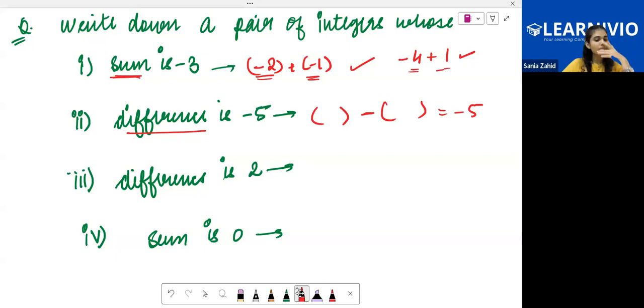Ma'am, but negative plus negative is also we have to add, right? I know, but look here. First, listen. You have to find the difference, right? So you will write two numbers and put a negative sign between them. What is your answer? Your answer is 5. Don't look at the sign for now. So what numbers can you subtract to get 5? You can do 20 minus 15, 15 minus 10, 10 minus 5, 60 minus 55. You can write any pair. So tell me one pair of your choice.